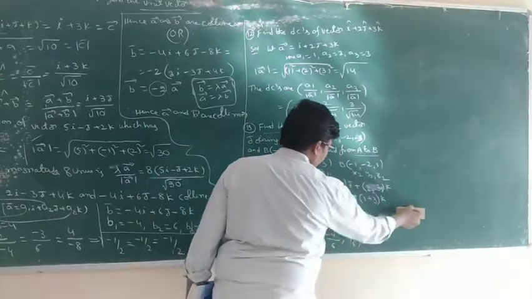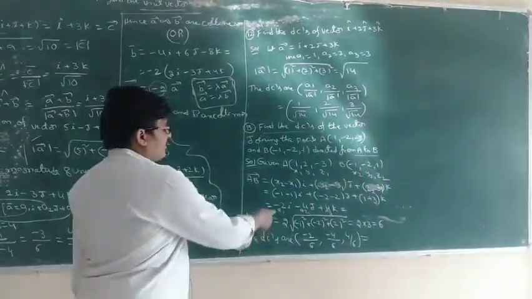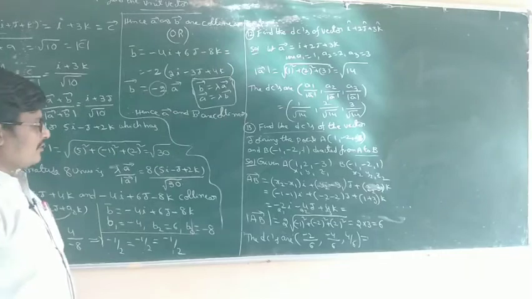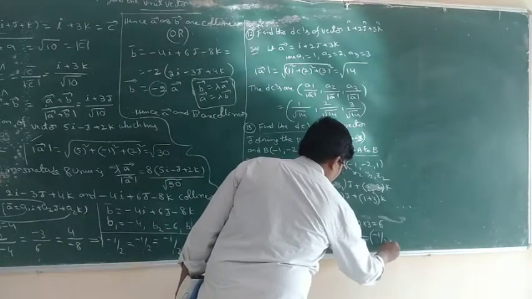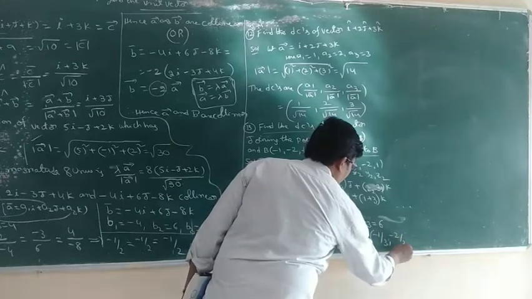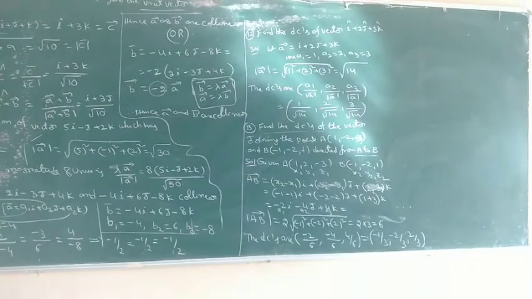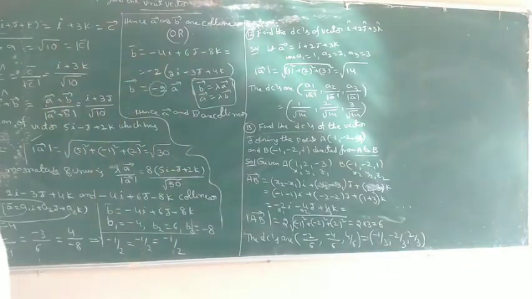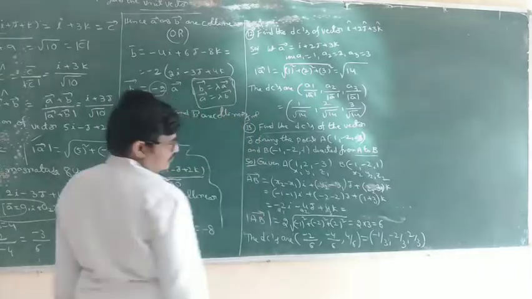The common factor is not important. So here A1 is equal to minus 2, A2 is equal to minus 4, A3 is equal to 4. So divided by 6, cancel: minus 1 by 3, minus 2 by 3, 2 by 3. These are the direction cosines. This is also important. Okay, next.